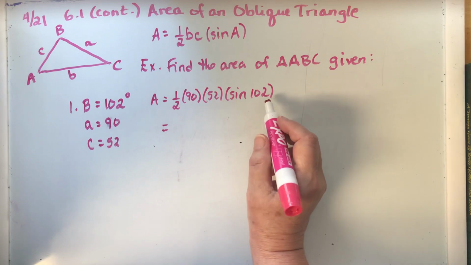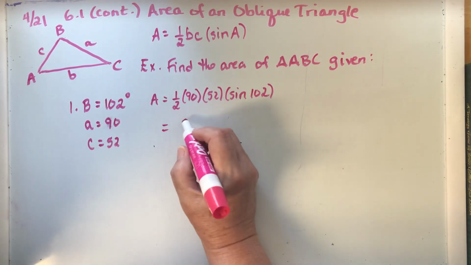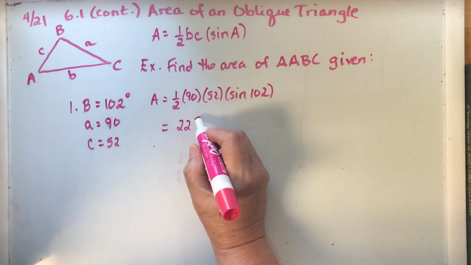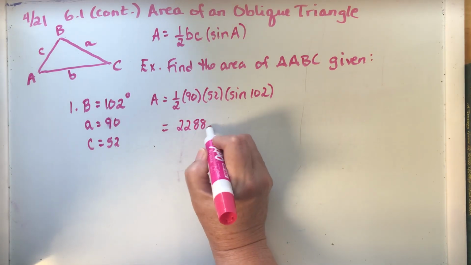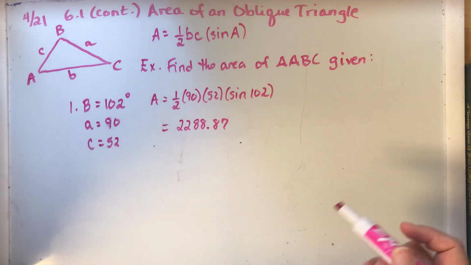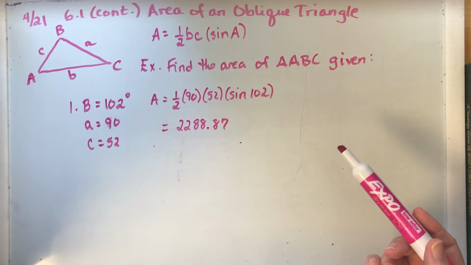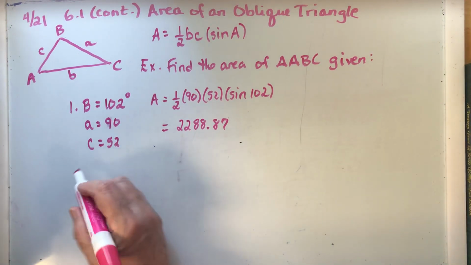So again, make sure your calculator's in degrees, and just multiply this out on your calculator, rounding to the nearest hundredth. This is 2,288.87. Some of the easiest math we've done in a while. And I'm going to remind you, you don't have to memorize this formula. You're always going to be able to use a formula sheet here. One more example and we'll be done.